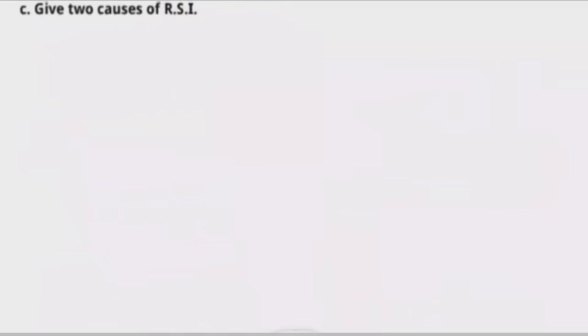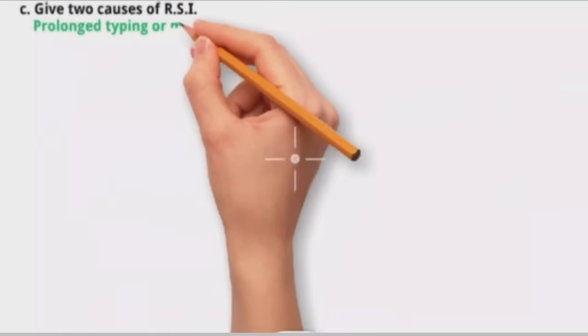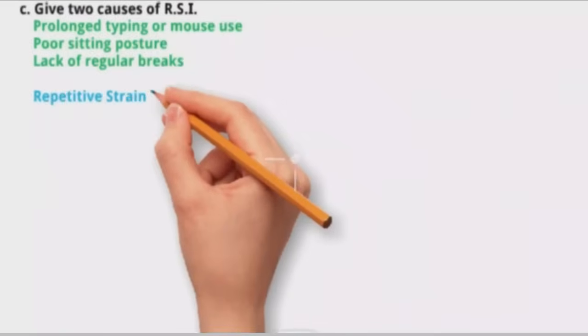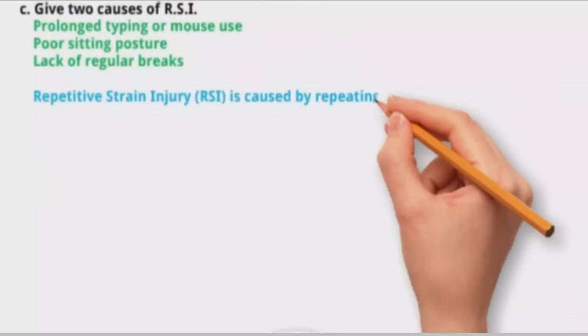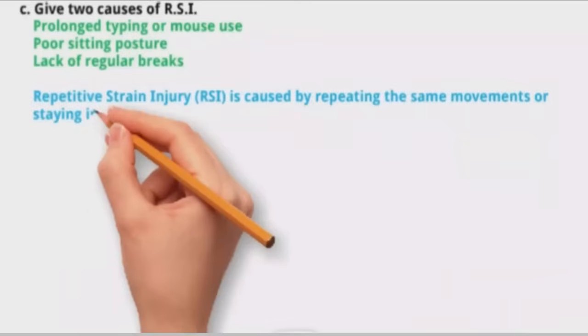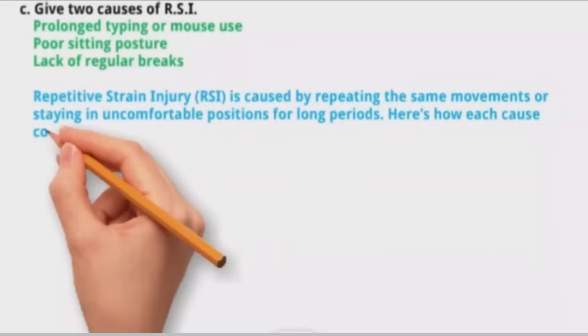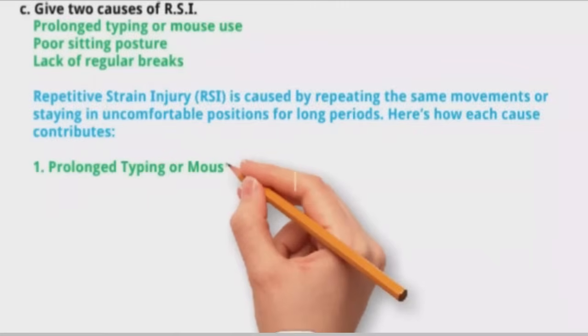Give 2 causes of RSI. Correct answer: prolonged typing or mouse use, poor sitting posture, lack of regular breaks. Repetitive strain injury is caused by repeating the same movements or staying in uncomfortable positions for long periods. Here's how each cause contributes.